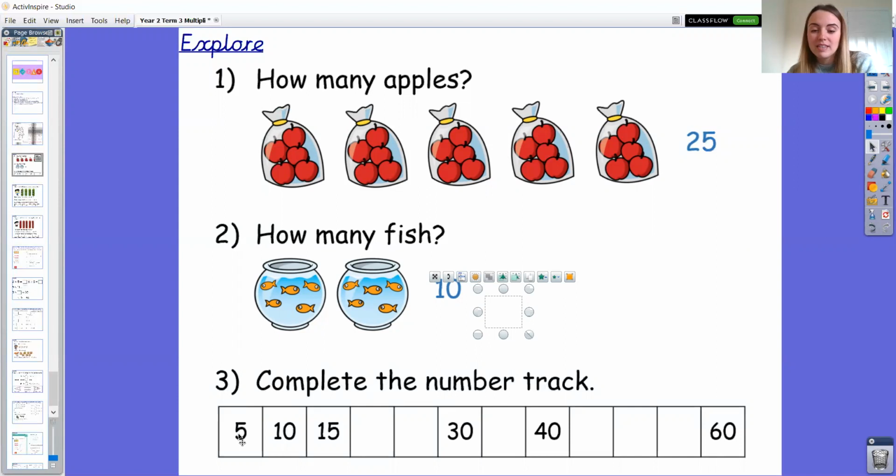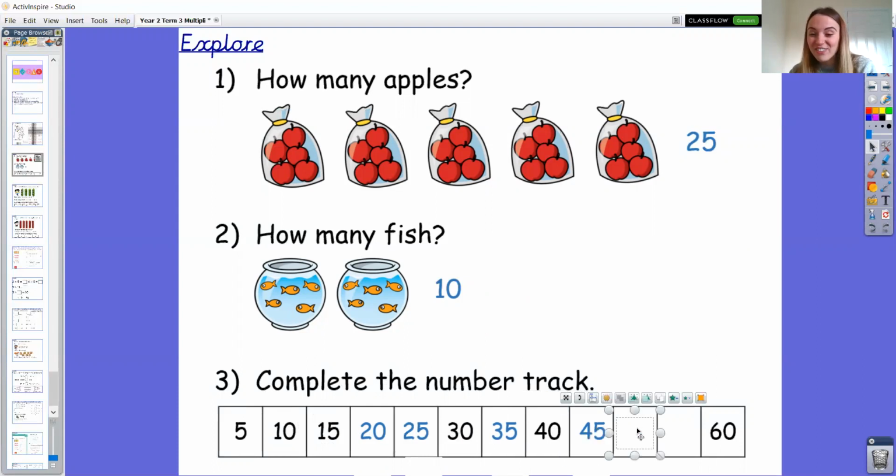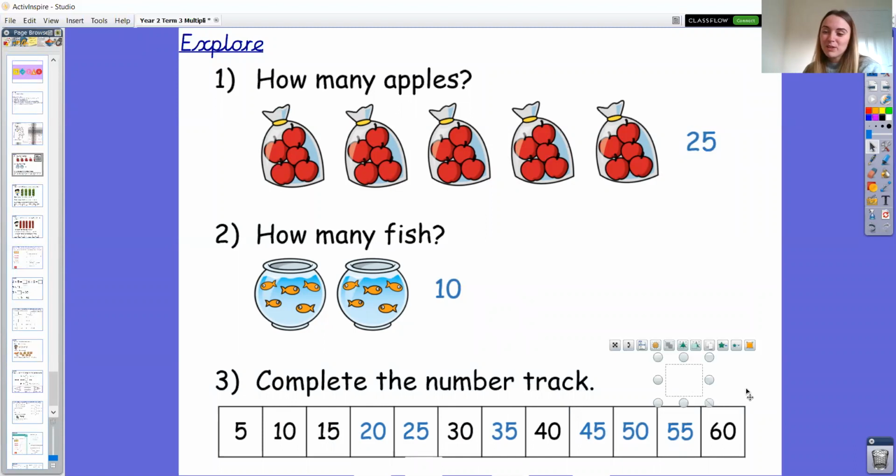Okay, so let's have a go and let's count in our 5s starting from the beginning. 5, 10, 15, 20, 25, 30, 35, 40, 45, 50, 55, 60. Well done. I was trying to keep up with you then, Year 2.